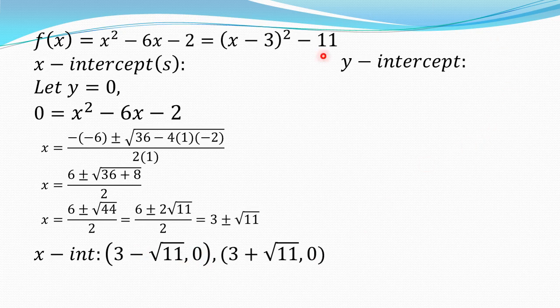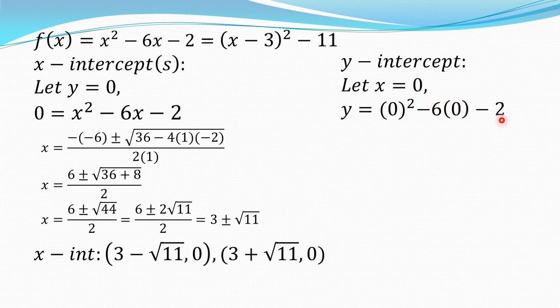Okay, how about your y-intercept? So let x be equal to 0. So that's just 0 squared minus 6 times 0 minus 2. Again, we substituted x to be 0 into our equation. So you have your y as negative 2. Your y-intercept is 0, negative 2. Very easy.